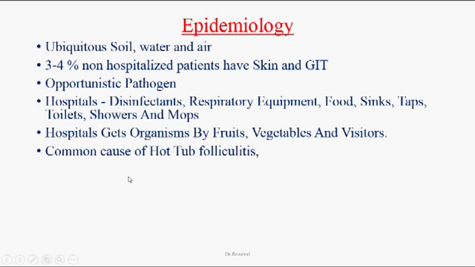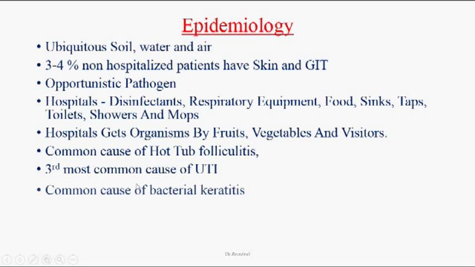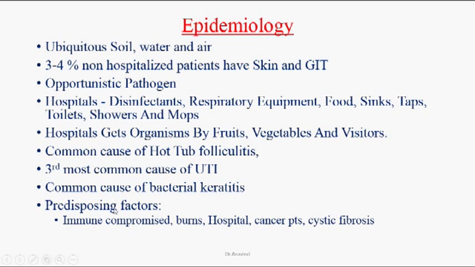And it is the common cause of hot tub folliculitis, and it is the third most common cause of urinary tract infections, and commonly causes bacterial keratitis, eye infections. And the predisposing factors are mainly immune suppressed or immune compromised individuals like burns patients, cancer patients, cystic fibrosis patients, and you can see these organisms in hospitalized patients.